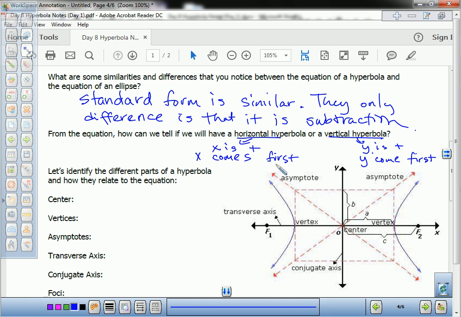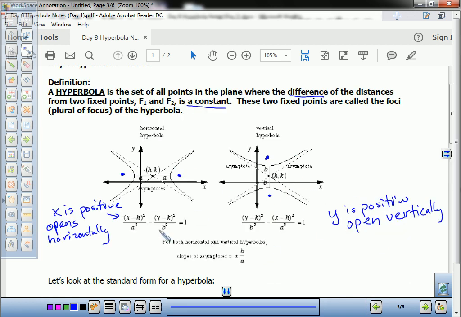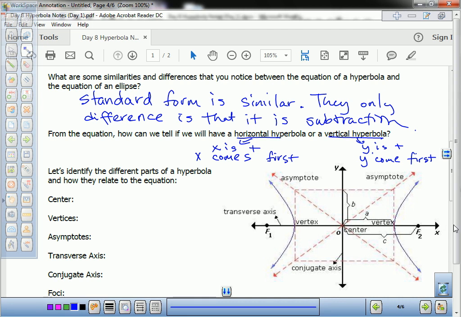So the X comes first in standard form. The Y comes first in standard form. So if I give you one that's already in the standard form, where you don't have to complete the square or anything, if the x comes first, it opens left and right. If the y comes first, it opens up and down.